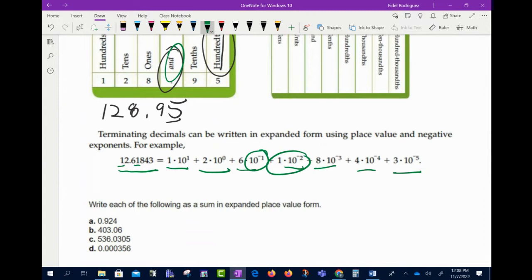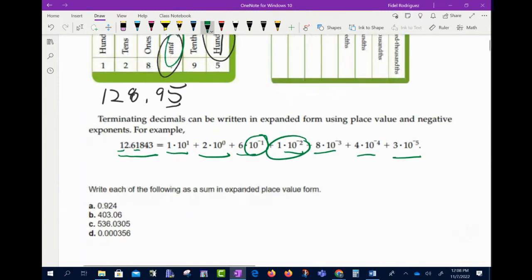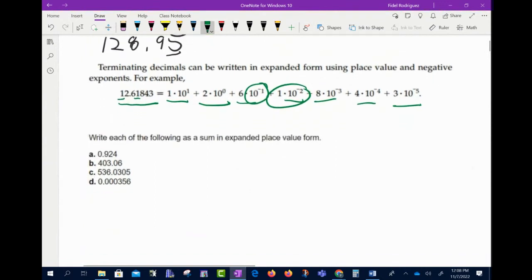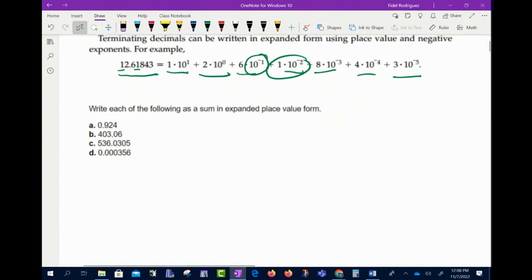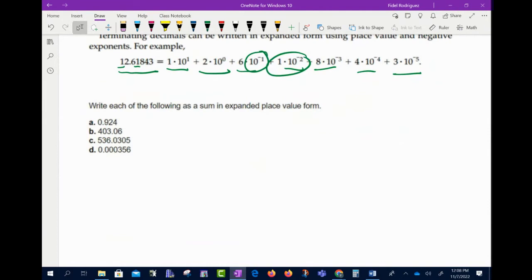So for the first problem that I have here, y'all, it says write each of the following as a sum in expanded place value form, okay? So the way I would approach a problem like this, or I would show my students, is I'd say, look at the number we have. We have 0.924. Okay, so the first thing I'm going to do is write a 9. Why? Because the number in front of it is a 0, so I'm not going to worry about the 0. But the first non-zero number I have is a 9.